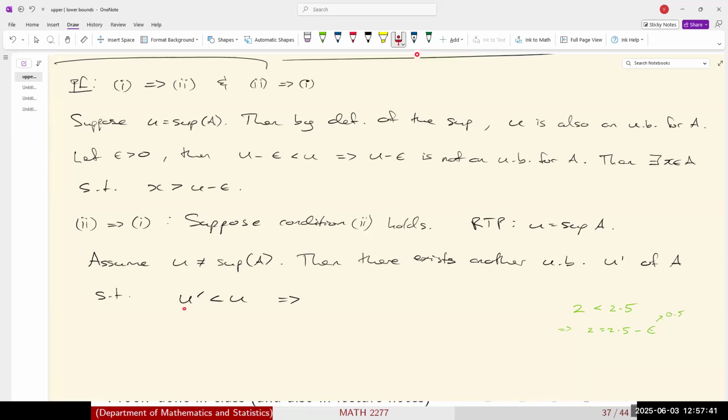That's the same idea I'm going to apply here. U prime is smaller than U, which means that U prime is equal to U minus some amount, right? How much amount? I don't know, because I don't know what is U, I don't know what is U prime. So I call that amount epsilon, where epsilon is positive. It may not be small, but minus some amount epsilon will bring U down to U prime, right?